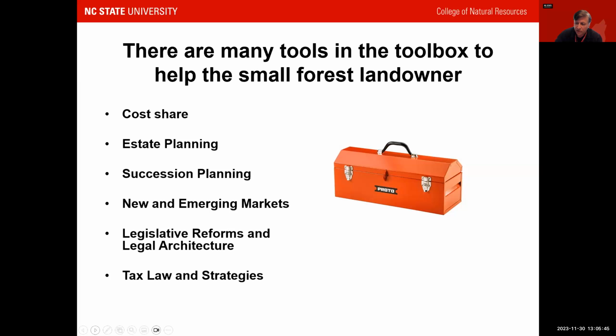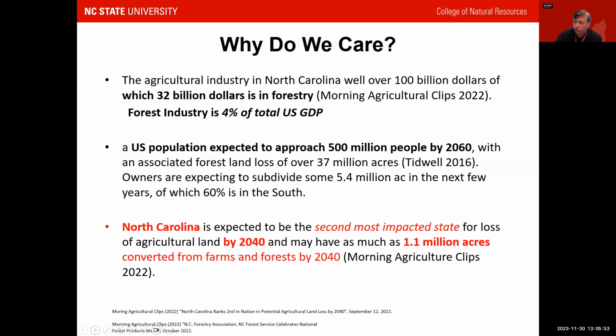So I work with cost share, estate planning, succession planning. But as I said, a tax strategy for a crop that you cut maybe once in your lifetime or twice is really critical. Why do we care? So this is a national audience. One reason you care is 4% of our GDP in the United States is predicated on forestry. So it's big business nationally.